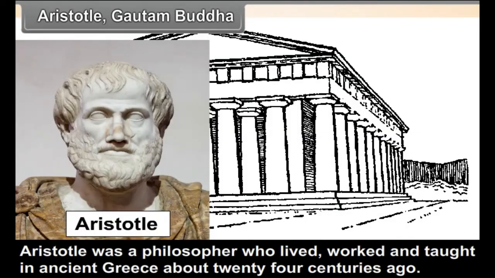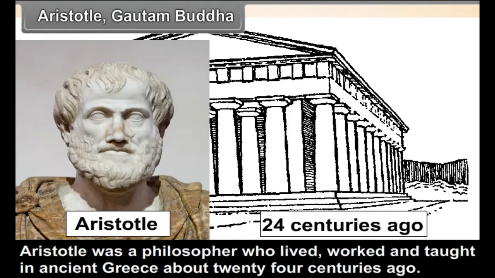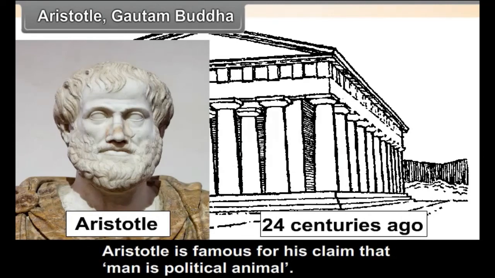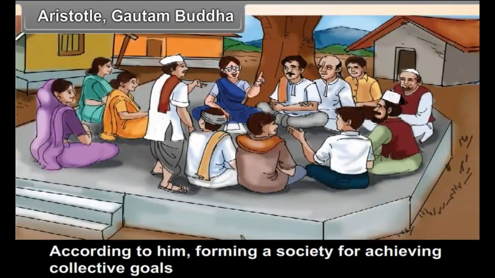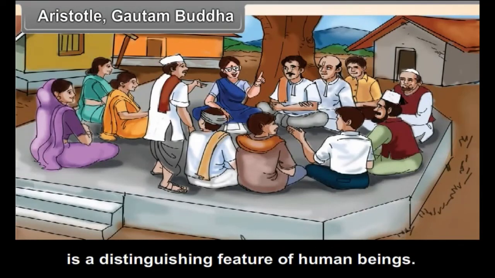Aristotle. Aristotle was a philosopher who lived, worked and taught in ancient Greece about 24 centuries ago. Aristotle is famous for his claim that man is a political animal. According to him, forming a society for achieving collective goals is a distinguishing feature of human beings.